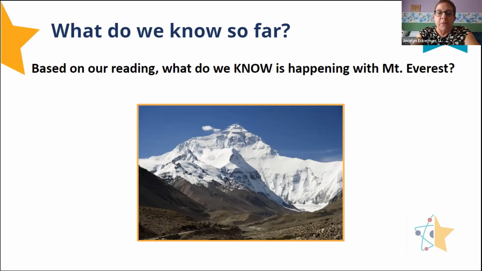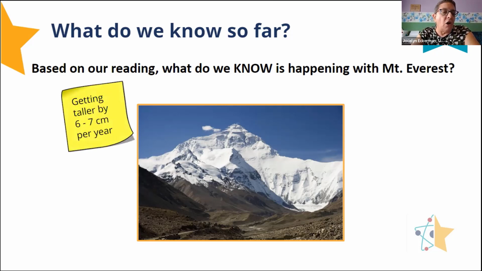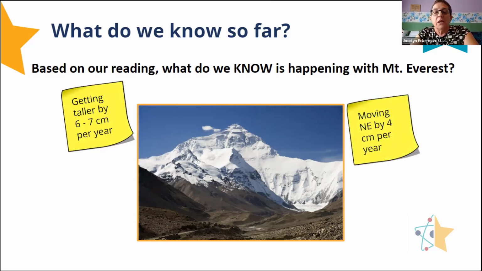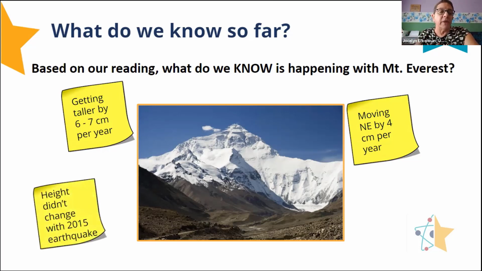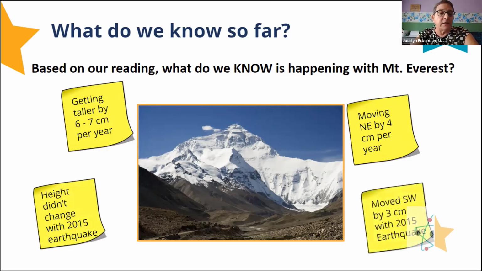So for the first one, we know, and you mentioned it, that it's getting taller by 6 to 7 centimeters every year. We also know that it's moving to the northeast by 4 centimeters every year. Regardless of the earthquake, this movement is happening, right? We also know that there was an earthquake in 2015. That's what we saw in the video when the hikers were so scared. And we know that during that earthquake, it didn't change the height, but it did move it by 3 centimeters back where it came from. So it's now, after this earthquake, right about where it started the year off, right?